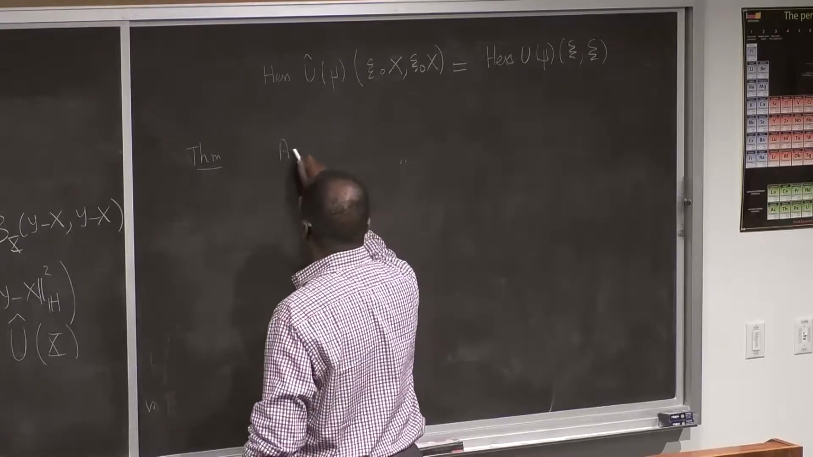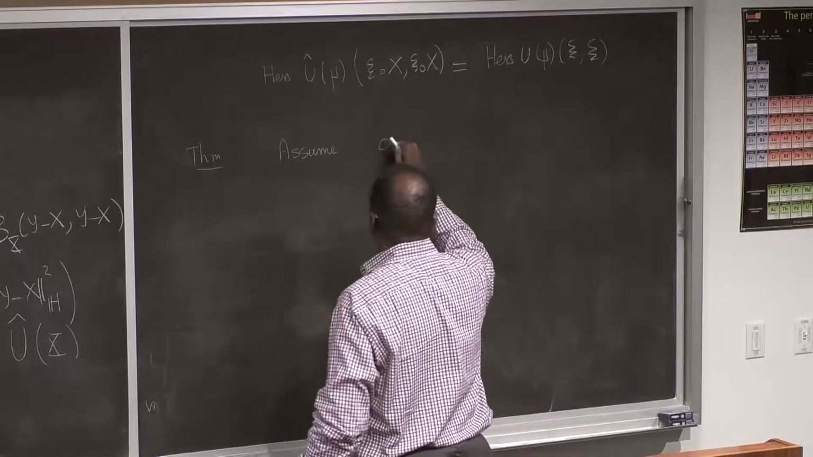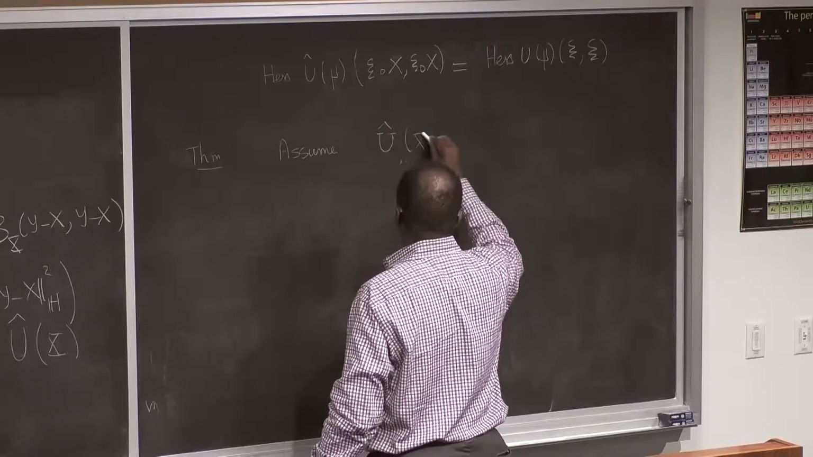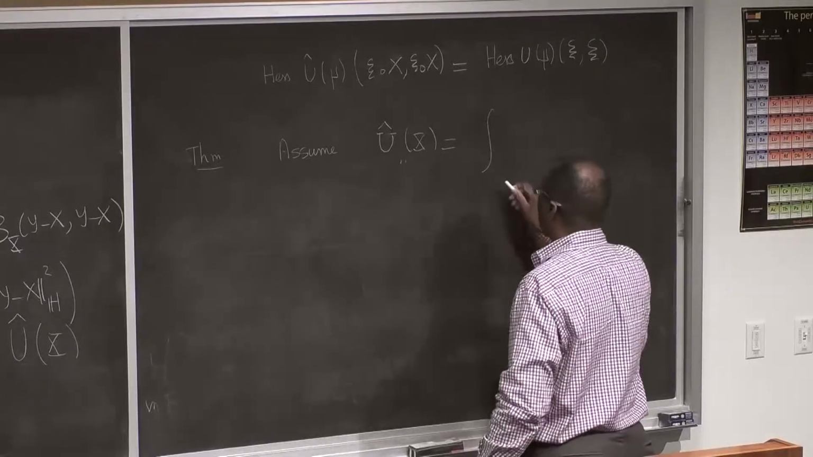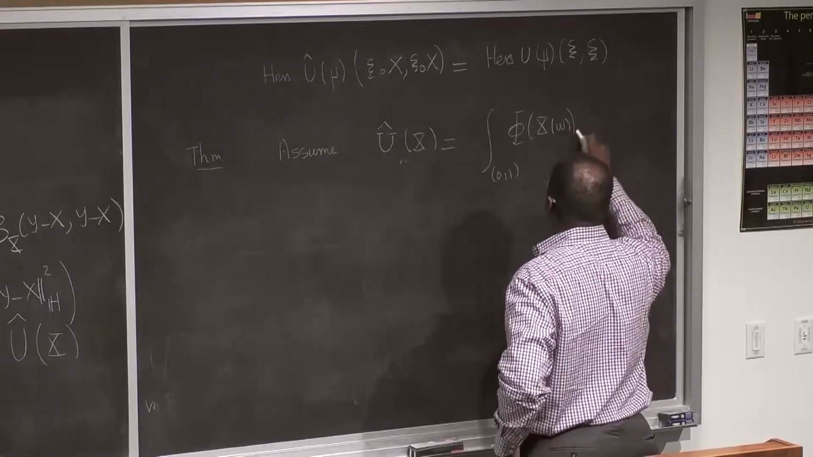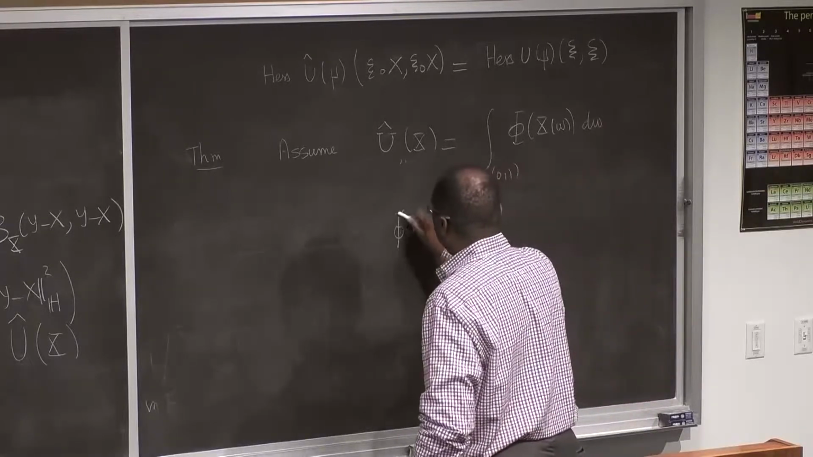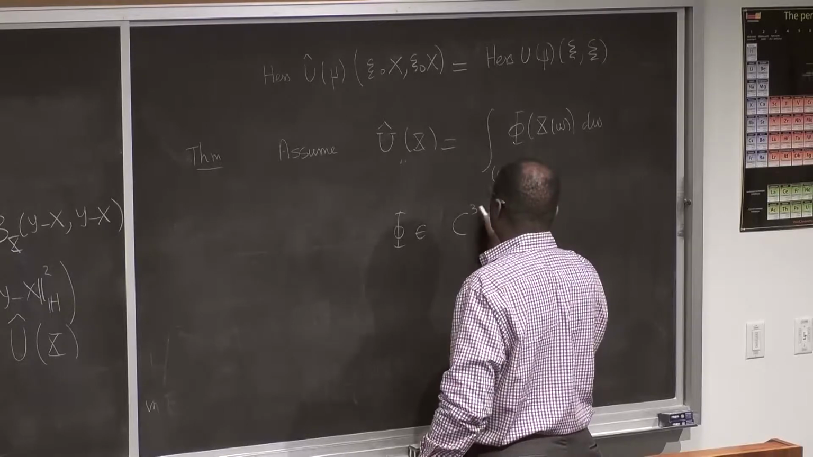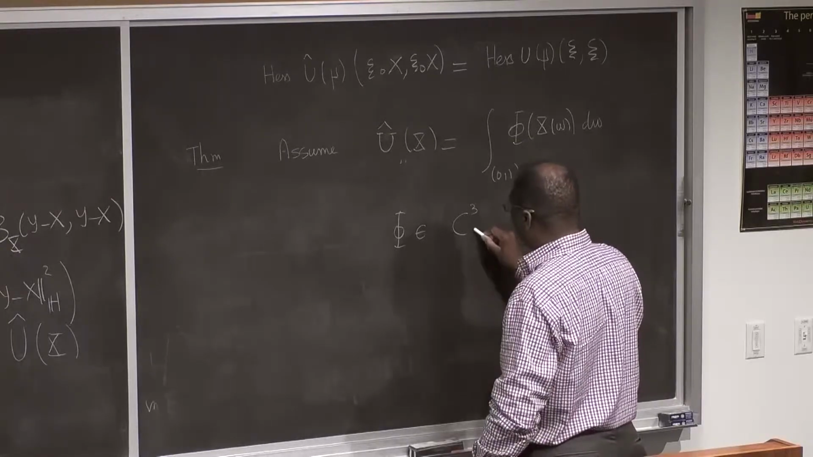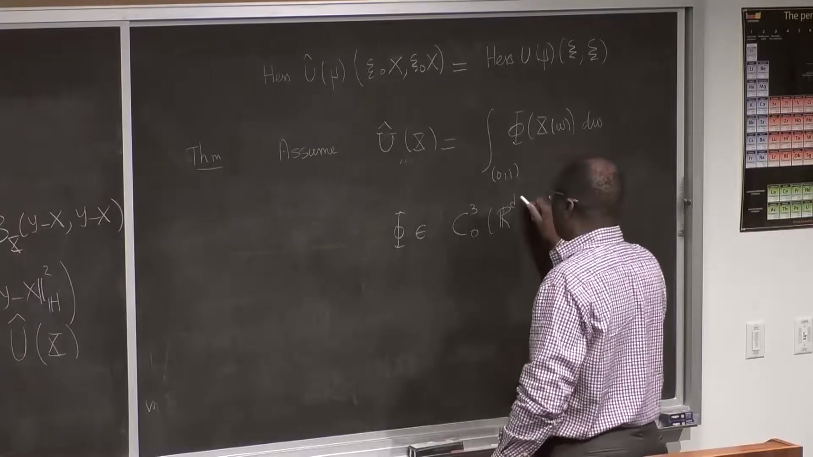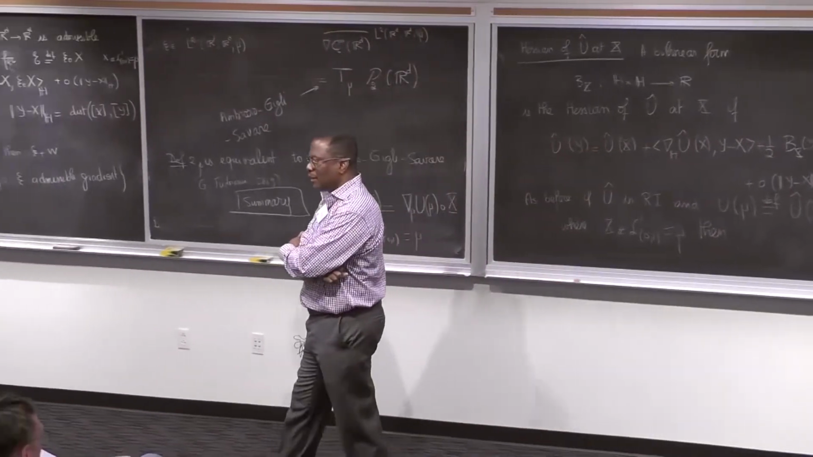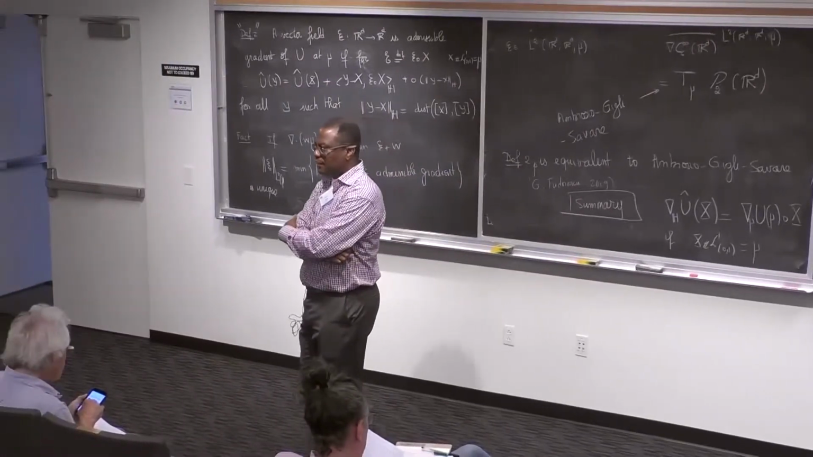Assume u has a special form. Assume u hat of x is the integral from 0 to 1 of phi of x(omega) d omega, and assume that phi is of class C3 and bounded, so let's say of compact support, on R^d. And I look at that particular function. Then I say that if the function u hat is of class C3, then it is analytic.